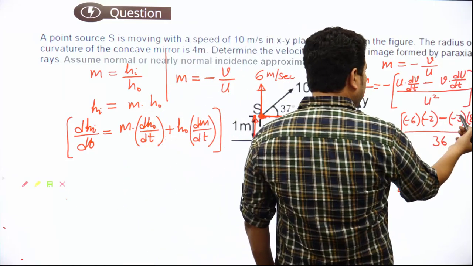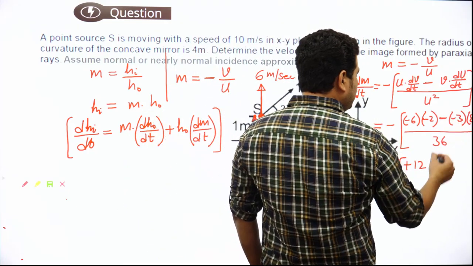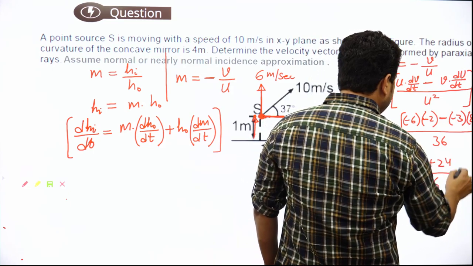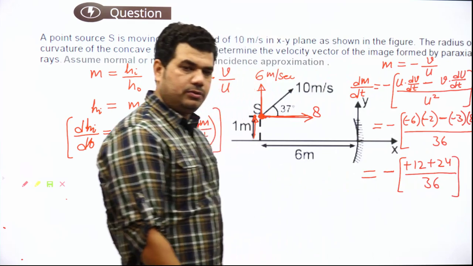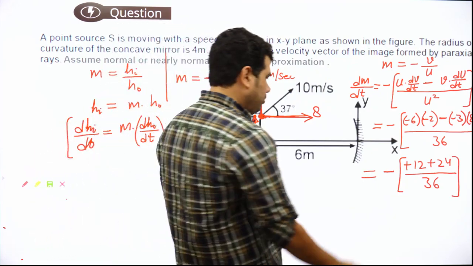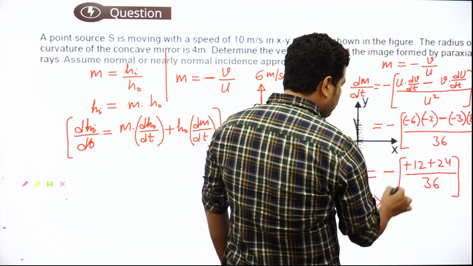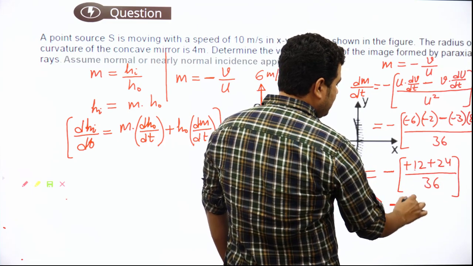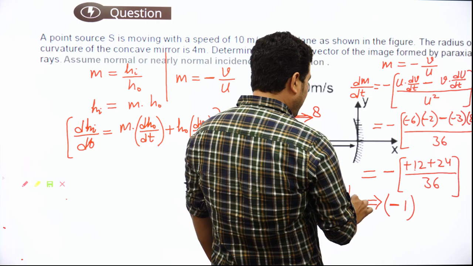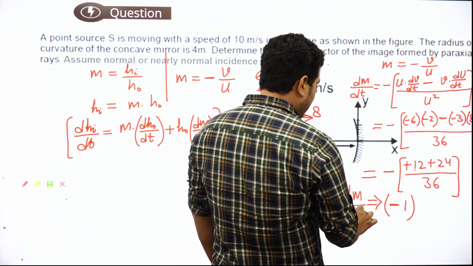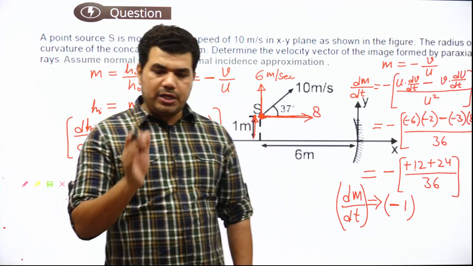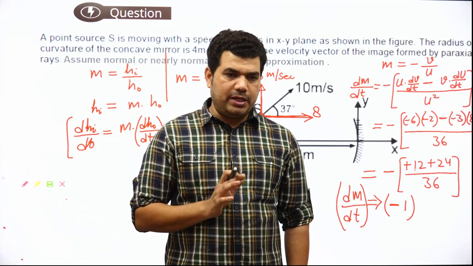This is 83 minus 24 minus minus plus 24 divided by 36. Got it? Are you getting it, children? Yes. Now look, is equal to, what will you do? Minus, it will remain like this. Look, 36 upon 36, that is dm by dt. Children, how much has it come to? Minus 1. Okay? Now dm by dt is equal to minus 1.